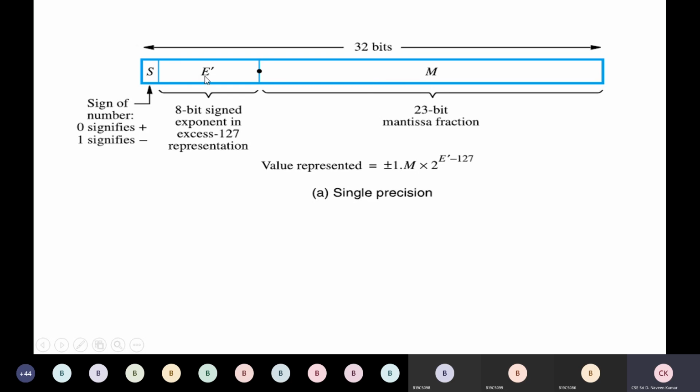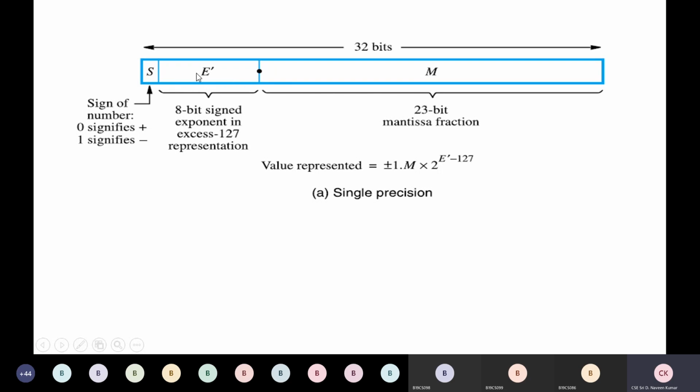Right. So I said this exponent is an 8-bit signed exponent. Remember, if it is 8-bit, what are the various combinations of numbers it can represent? It is 2 to the power of 8, so obviously it can represent 256 numbers. That is 256 exponent values it can represent.